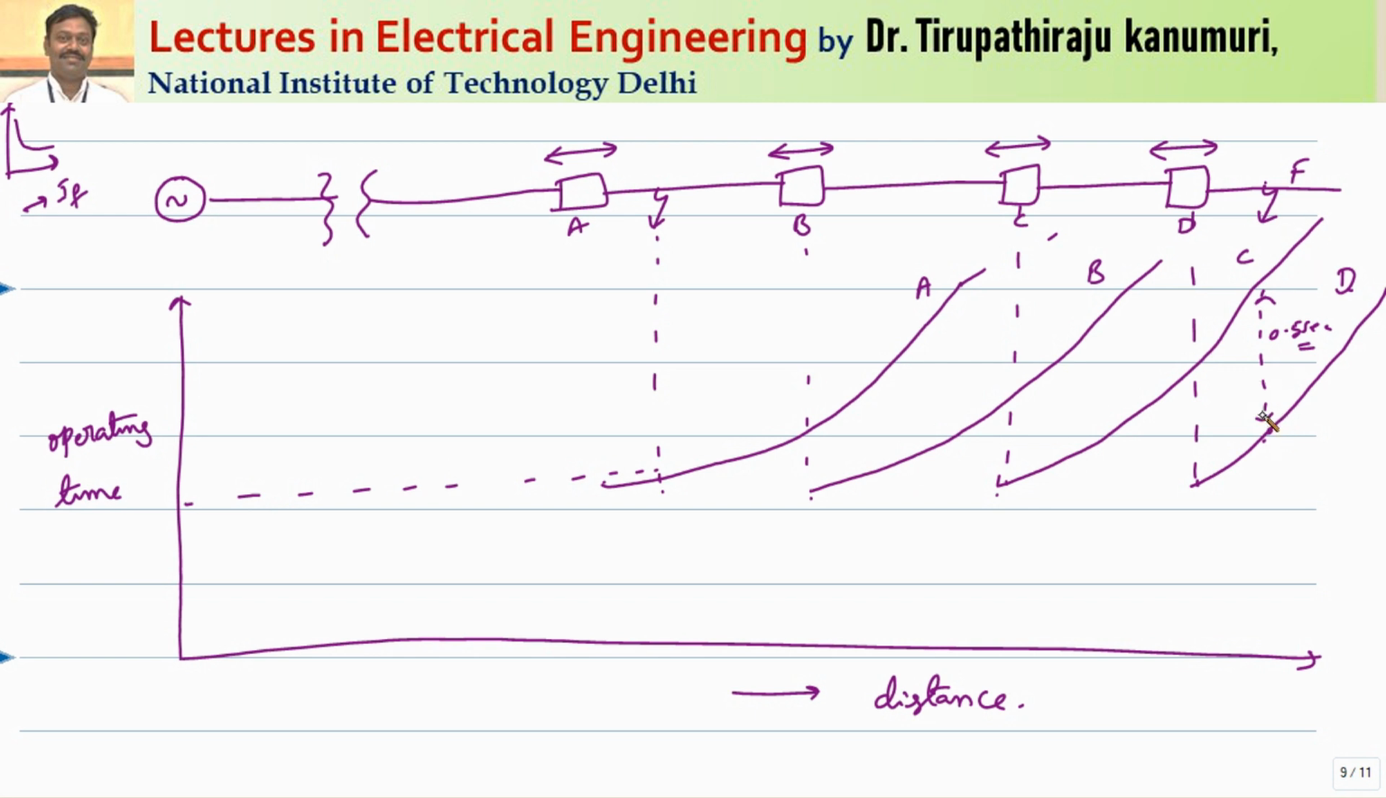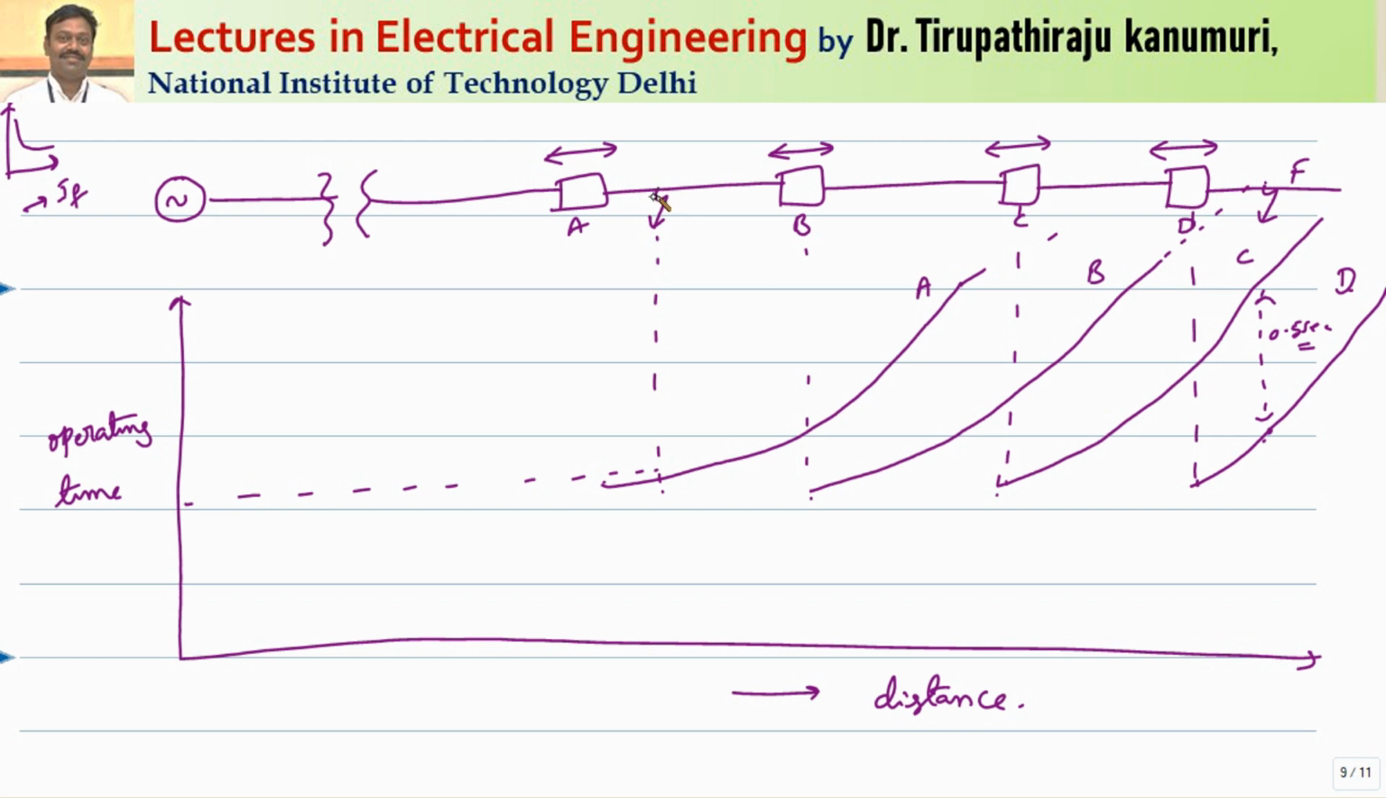Then for this particular fault, the relay at location C will operate after some time, and the relay at point B will operate after some time if C fails, and relay A will operate after 0.5 seconds if relay B fails. So in that way, backup protection is also provided. At the same time, the time of operation of the relay depends on the location also.